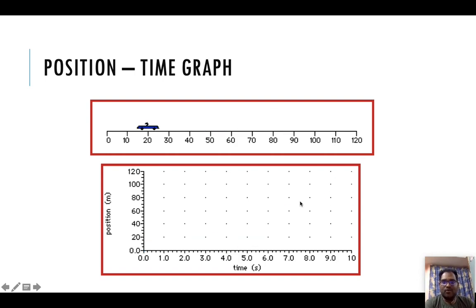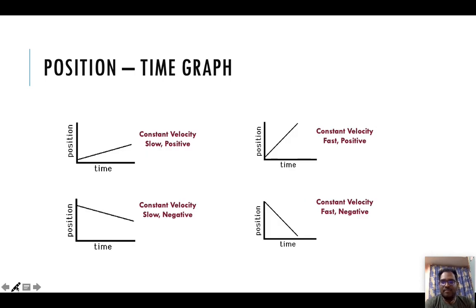Let me go to a static graph that will give you a better understanding. So just consider this particular graph 1 and this particular graph 2. So this is where this particular line has a slope.